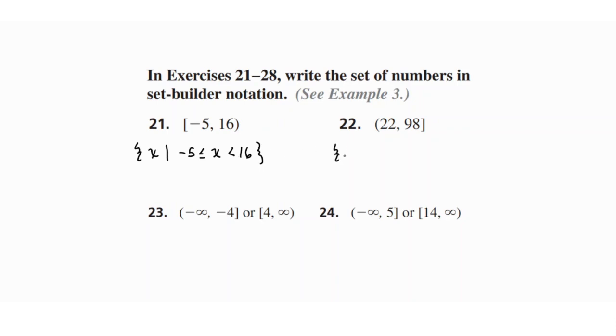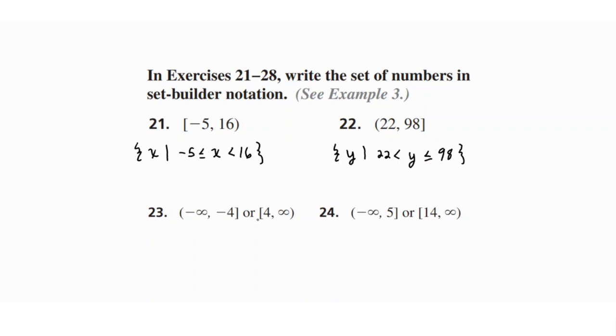Similar problem, 22. So now let's try a different variable. It doesn't have to be x every time. It could be whatever variable you want. So let's say you were doing a range. So you could say y such that, and now we're not including 22, we're between 22 and 98. We're going to include 98, but not 22. So 22 is less than y is less than or equal to 98.